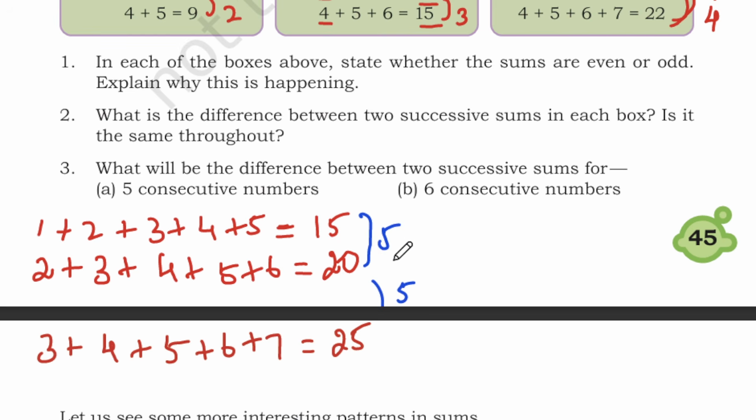25 minus 20 is 5. So this difference is not going to change. Even when you do the next step, it will be 30. 30 minus 25 is 5 again. Let's see 6 consecutive numbers.